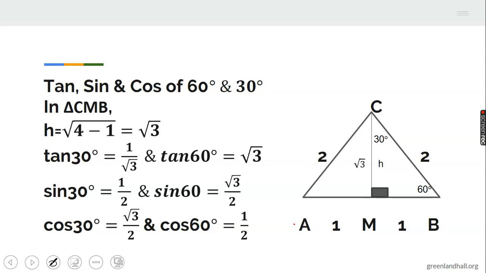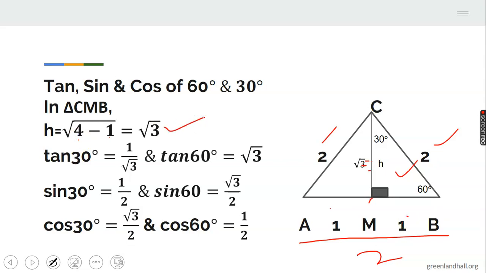For tan, sine and cosine of 60 and 30, we take an equilateral triangle. You know in an equilateral triangle, all sides are equal. This time there will be 2 units. So here is 2. Since here is the midpoint, here will be 1, here will be 1. So we can find h inside this triangle. H is the height, the perpendicular height. So h will be the square root of the hypotenuse squared minus 1, and that will be 4 minus 1. So the height is root 3.